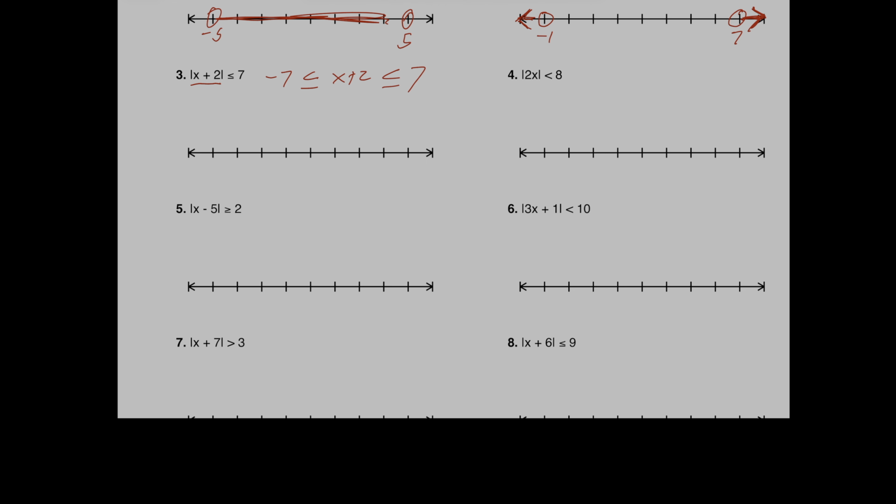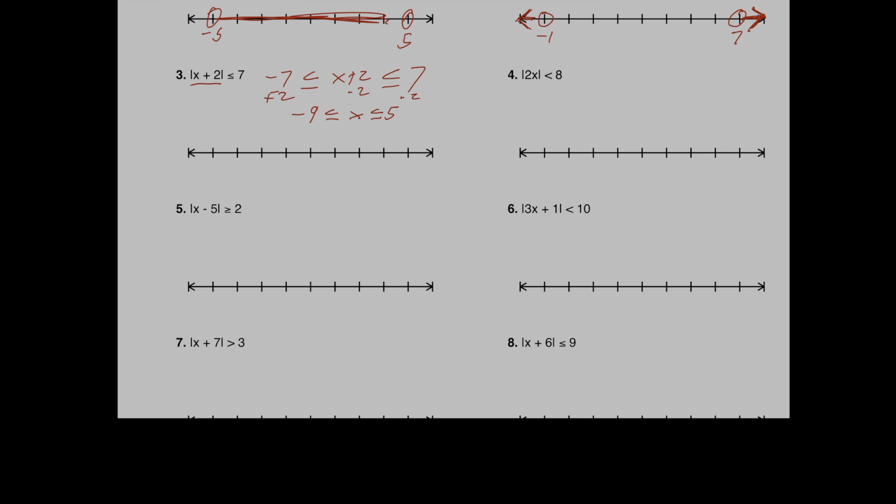So I'm going to write x plus 2. And then if you go to how we solve compound equations, we just subtract 2 from all 3 of these. And when we do that, we're going to get negative 9 is less than or equal to x, which is less than or equal to 5, and that's the answer.